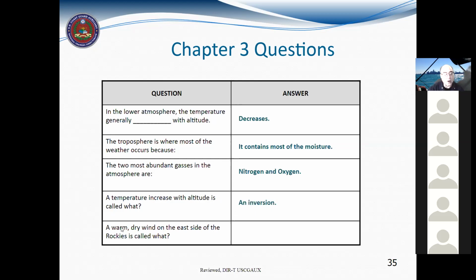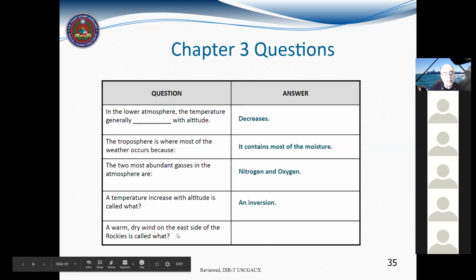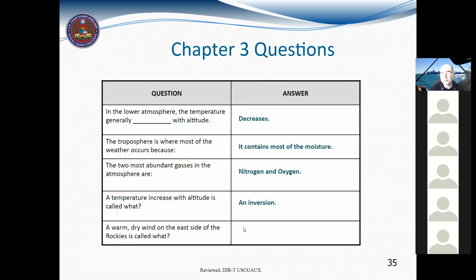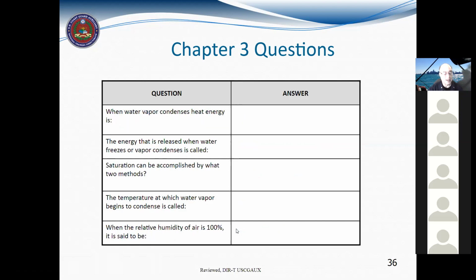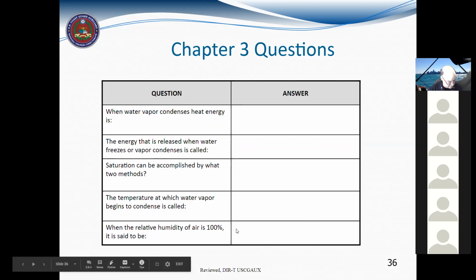Ann Brink, a warm, dry wind on the east side of the Rockies is called what? I can answer that one. Is that you, Ann? You want to pass? You can pass. Ann? Chinook. Chinook wind. Good.